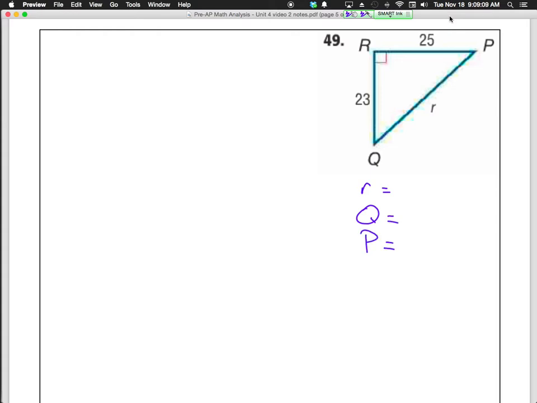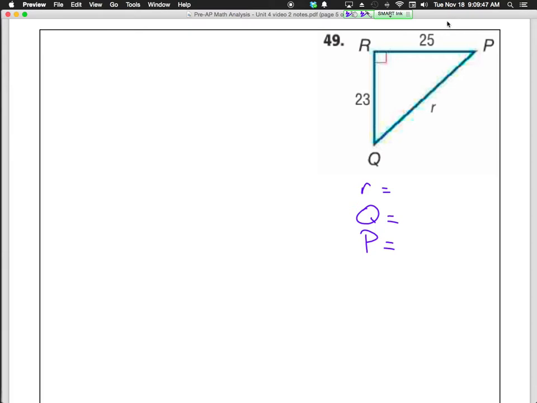Now, somebody tell me something about angle Q and angle P. They have to add up to equal 90. Caleb? Aren't they equal to each other? They're not equal to each other, but they should be close. Why should they be close, Bailey? Because 25 and 23 are close. So that means they should be close to what angle measure? 45. They should be very close to 45. One should be bigger. Angle Q should be bigger than 45, and angle P should be smaller than 45. Everybody agree with that? Yes.